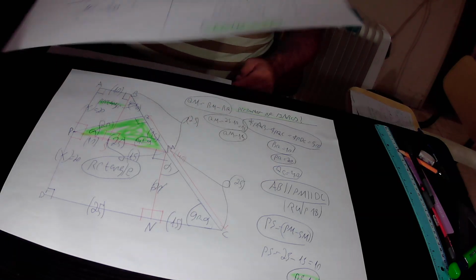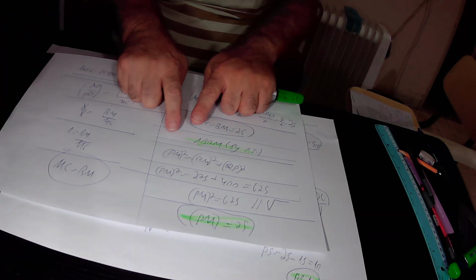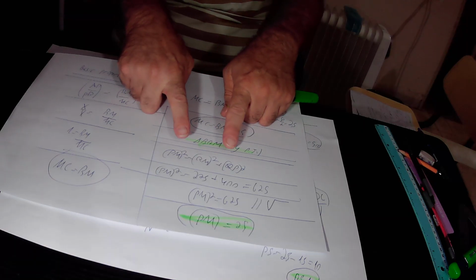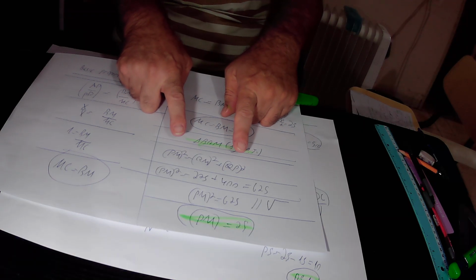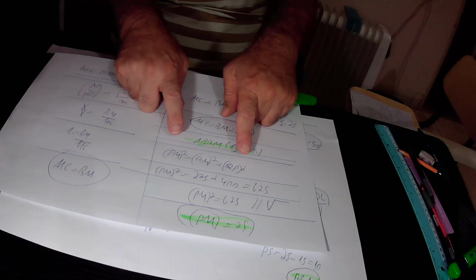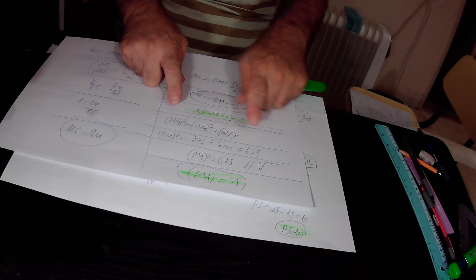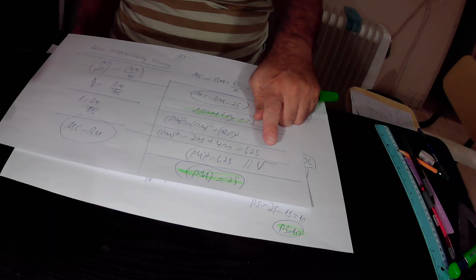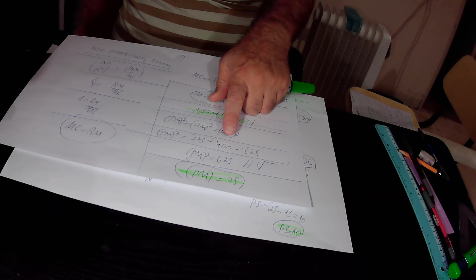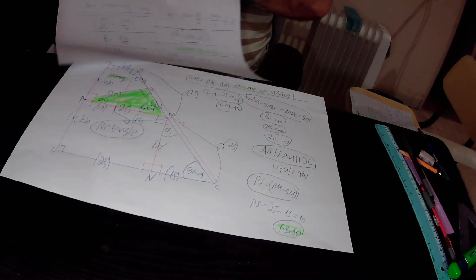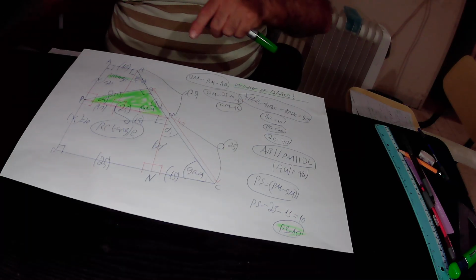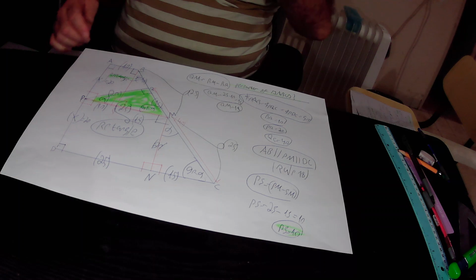Again, we found that PM squared equals 225 plus 400. 225 plus 400 is 625. So in total, PM squared equals 625. From this equation we find that the missing hypotenuse PM is equal to the square root of 625, that is 25. So the hypotenuse PM is equal to 25 units.